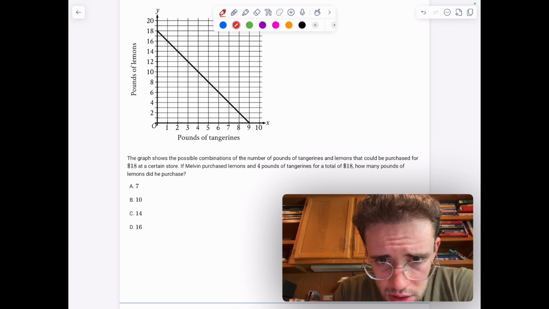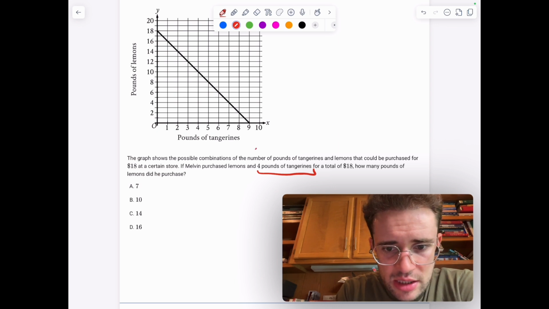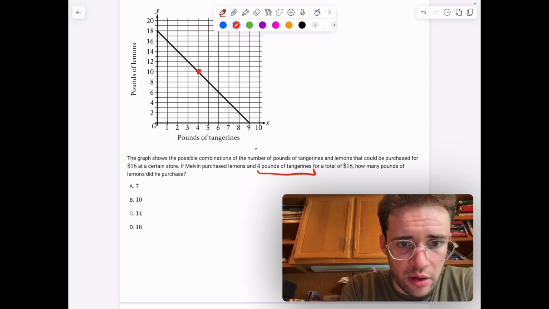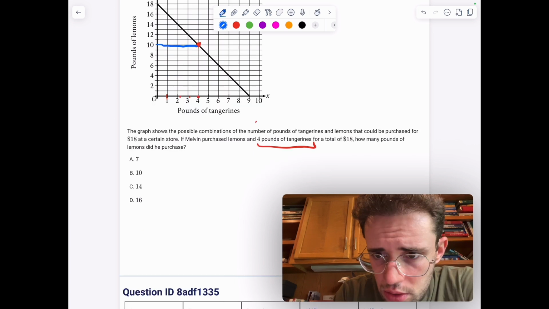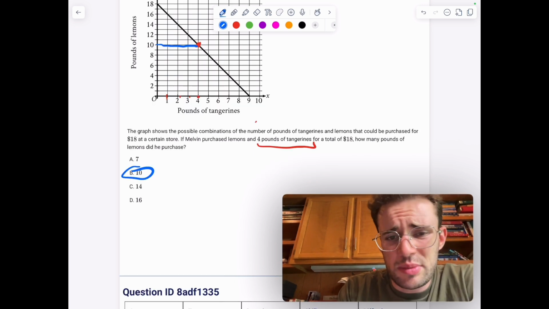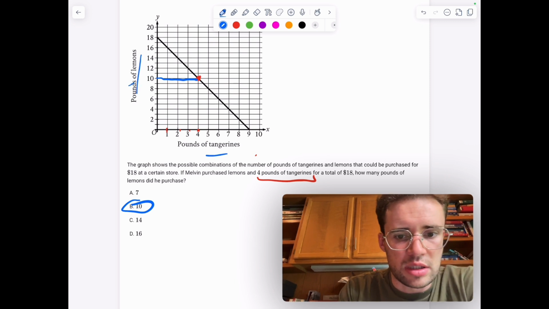So purchased lemons and 4 pounds of tangerines. The pounds of tangerines are down on the x, so that means x is 4. So it'll be this point on the line, right? Or 1, 2, 3, 4 over, like that. And then you just figure out what the y value is, which is going to be 10. That's all they're asking for. How many pounds of lemons did he purchase? 10. Right, so it's just making sure that you know how to interpret this graph. Pounds of tangerines was given as 4, so we're trying to find pounds of lemons.